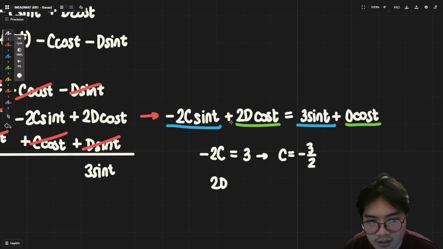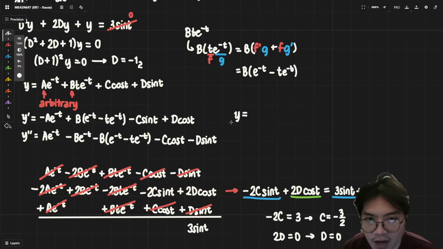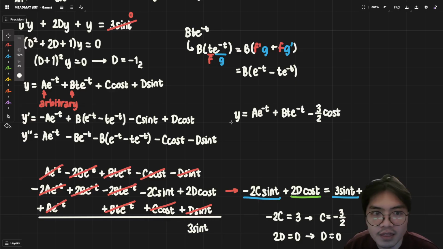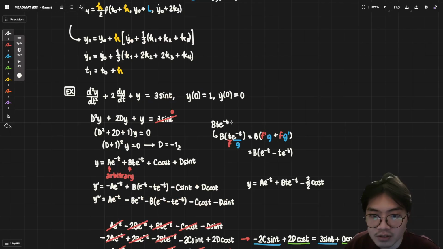Well, that's no big deal. It's just going to be d is equal to 0. That means our answer currently, our general solution, is a e raised to negative t plus bt e raised to negative t plus c cosine t. That will be now negative 3/2 cosine t, and then there's no d. Okay, so that is our current solution.